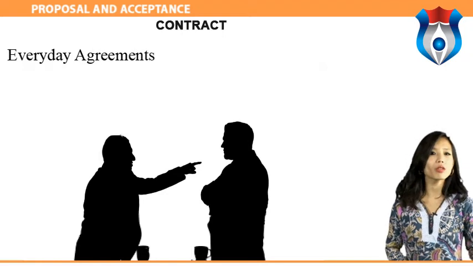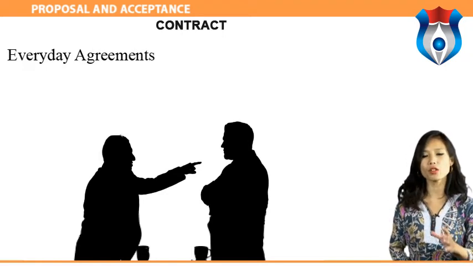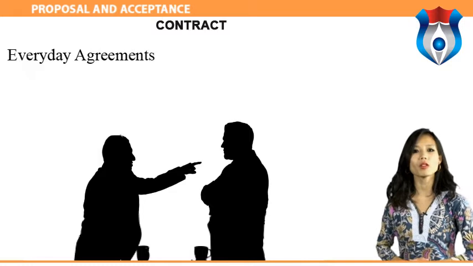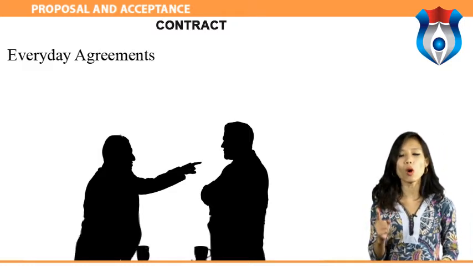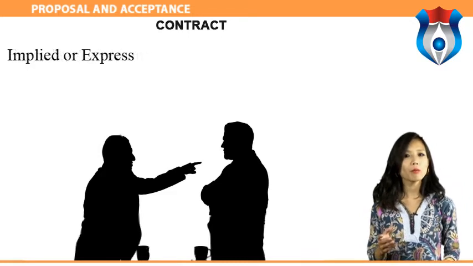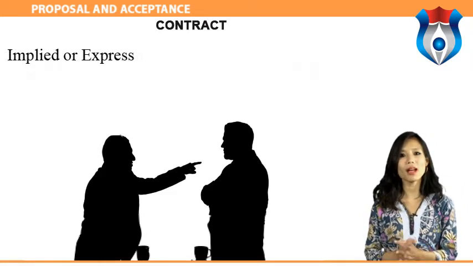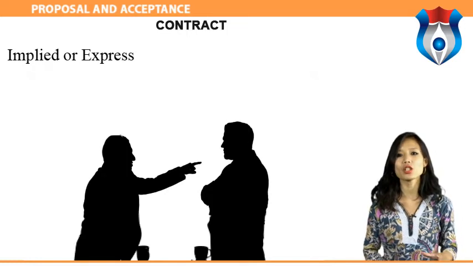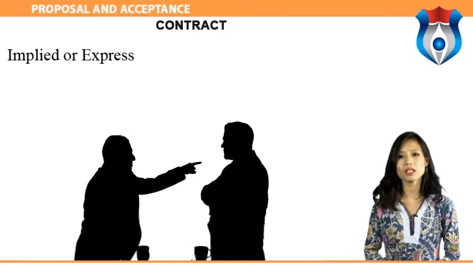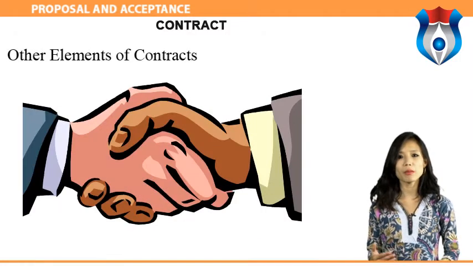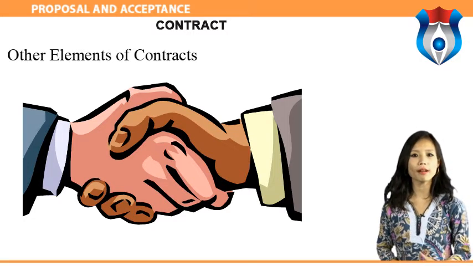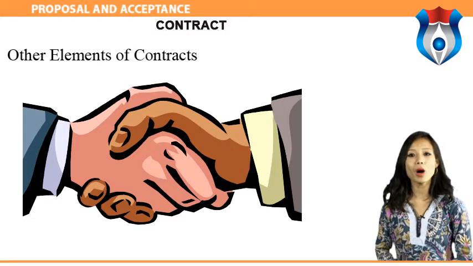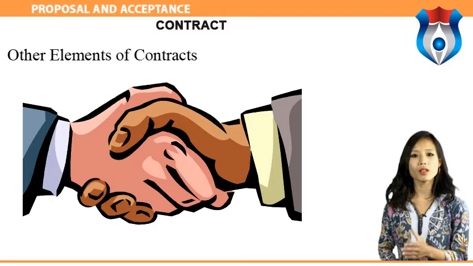Everyday agreements. People tend to think of written documents when the topic of contracts comes up, but the most common types of contracts are actually oral contracts. People pretty much enter into at least one oral contract every day. Implied or express. Contracts and their terms can be implied, which means that the terms are understood without being specified, or express, which means that all of the details are included. Other elements of contracts. Offer and acceptance are fundamental parts of contracts. Without them, parties might be bound to contracts without their consent.